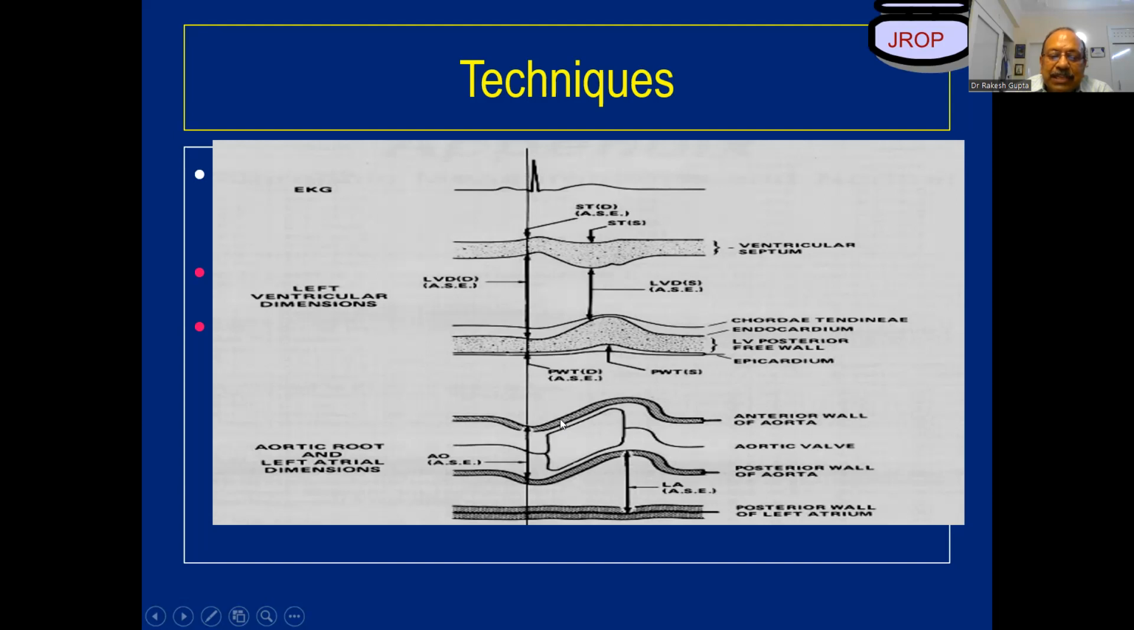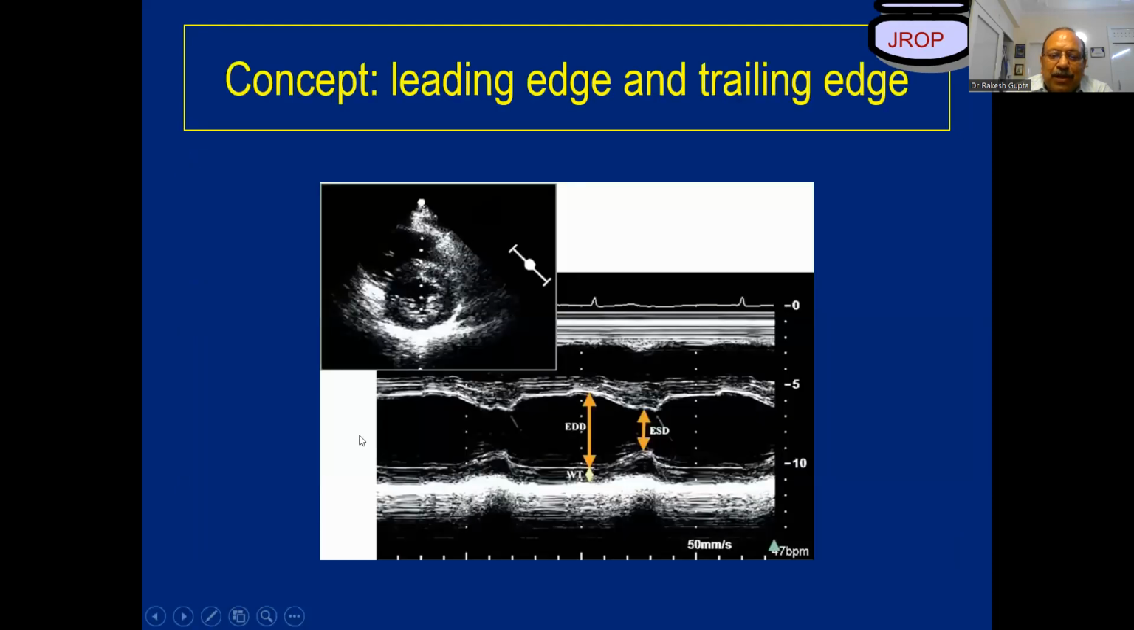Now look at this. This small definite width has a leading edge as well as a trailing edge for measurements. So if I go back to this image, if I'm measuring the LV cavity size by two-dimensional echo, I'll be doing trailing edge to leading edge. If I'm doing it by M mode, I'll be measuring from the leading edge to the leading edge. So what we look for in our measurements is the leading edge and trailing edge.